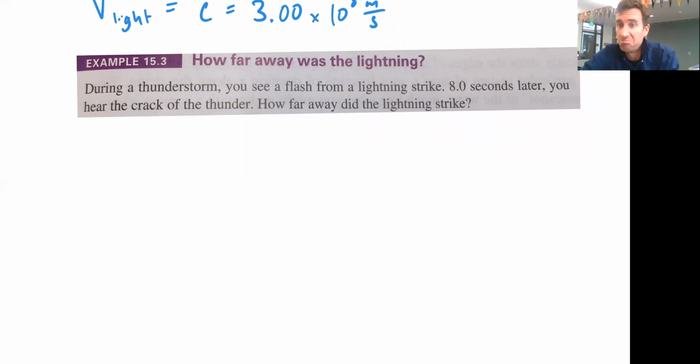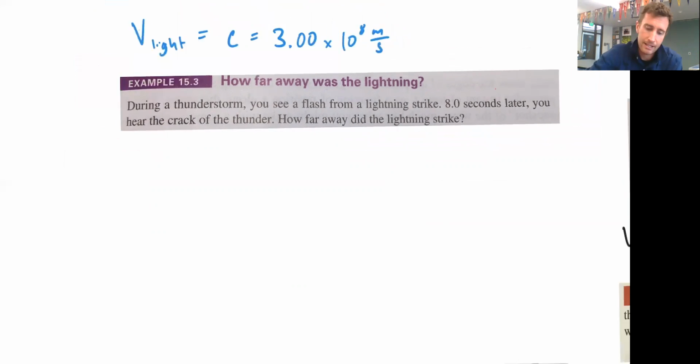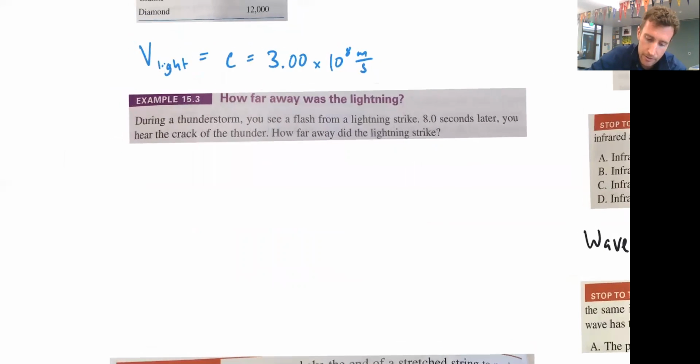Let's do a little life check. How far away is lightning going to be? During a thunderstorm, you see a flash from a lightning strike. 8 seconds later, you hear the crack of the thunder. How far away did the lightning strike? So this one is just a raw distance over time.